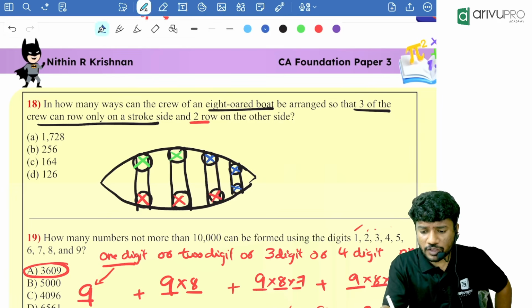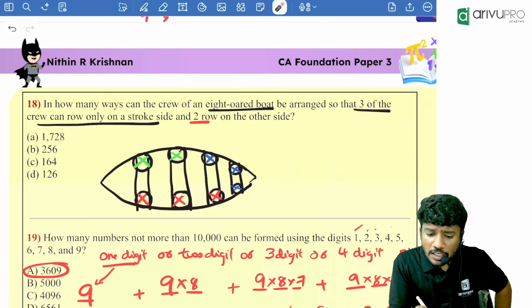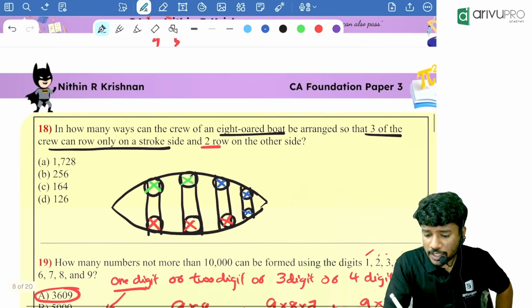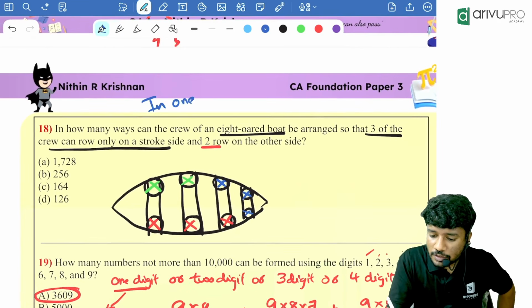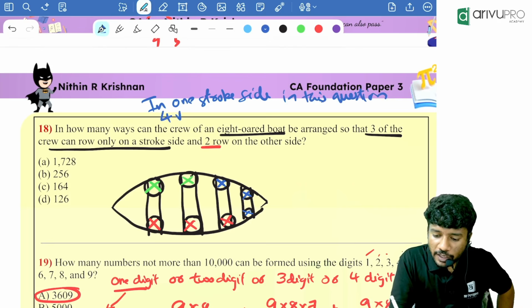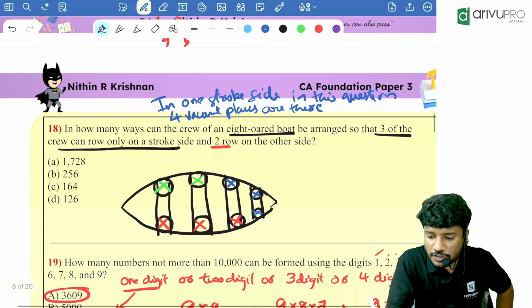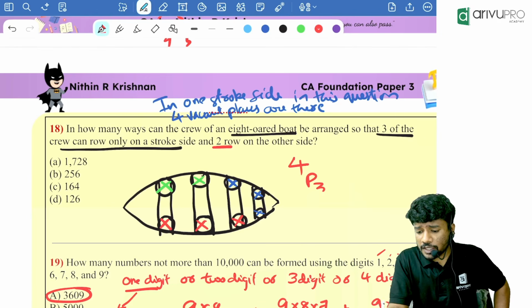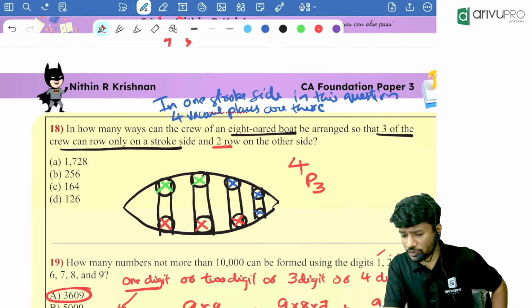What is happening? First, 3 of them can row only on one stroke side. In one stroke side, we can make a note of it. In this question, 4 vacant places are there. So because of that, if 3 people can sit, in how many ways? 4p3 ways. They can sit in 4p3 ways.